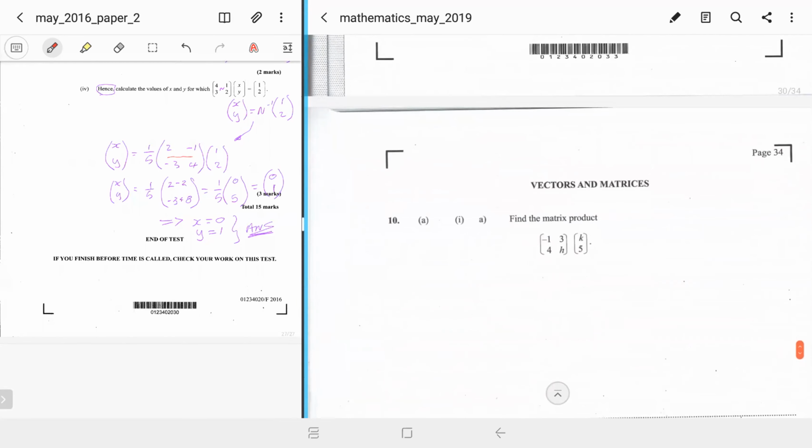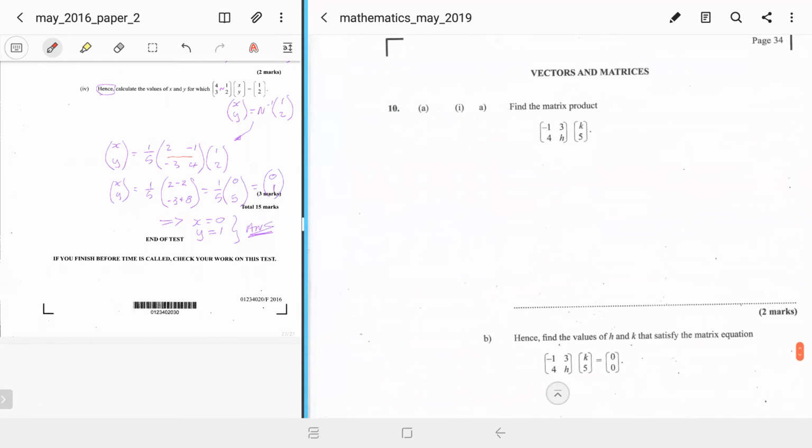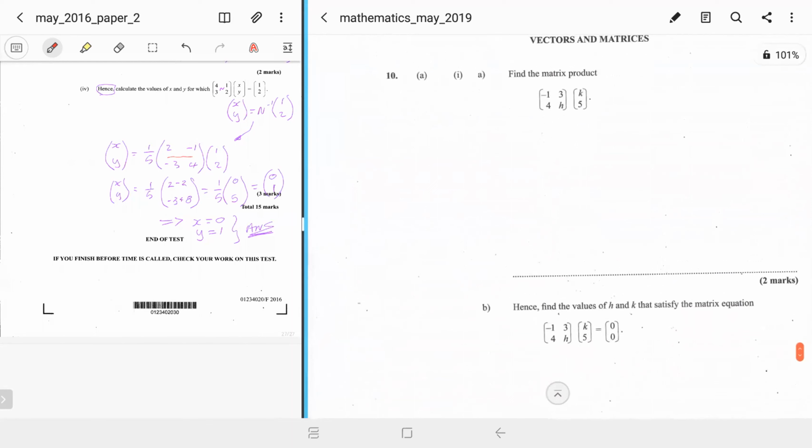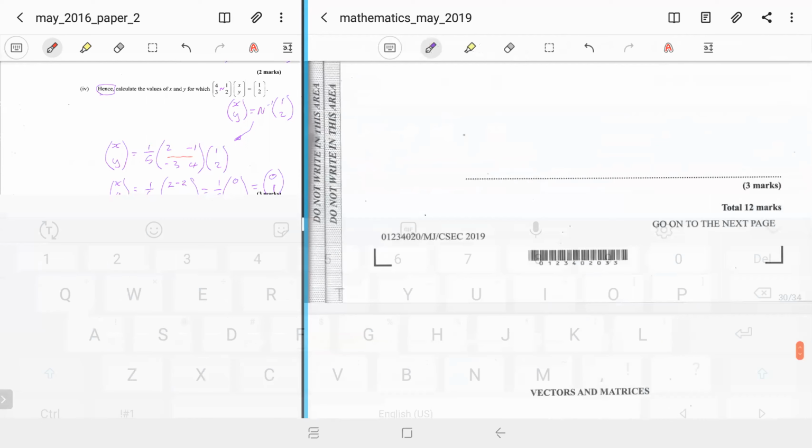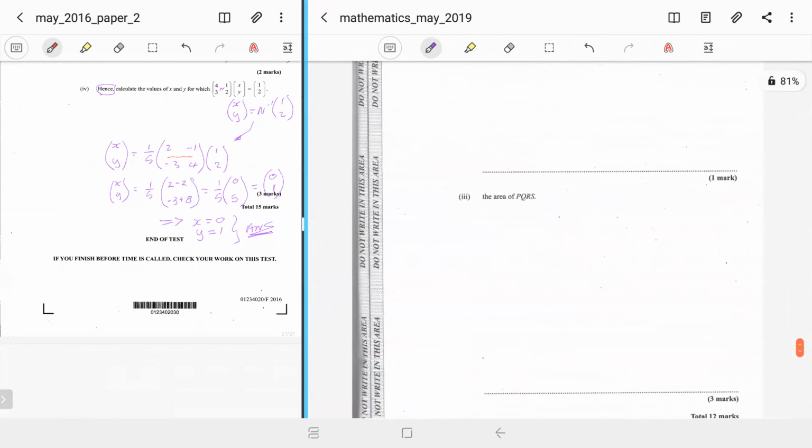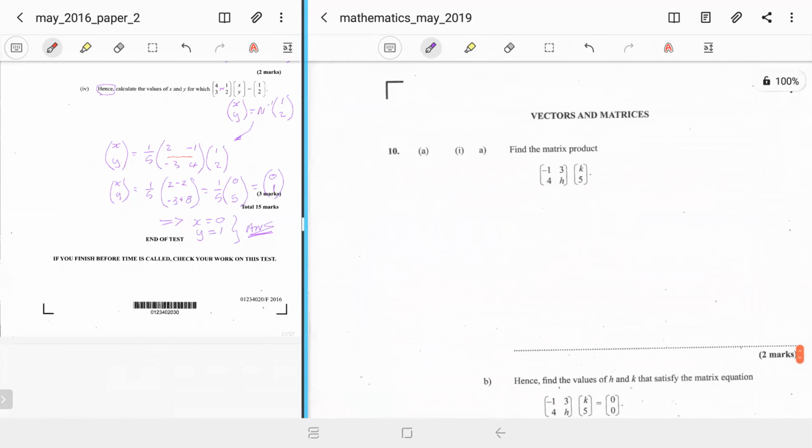All right, so we'll start that one here now. See here? This is from 2019, last year's paper. Let's see what they say on this one. This one gives us those matrices, and says find the product. The only thing, if you notice, is that they want us to multiply them, but they have letters in them. So don't let the letters throw you off. Just leave the answers with the letters in it.